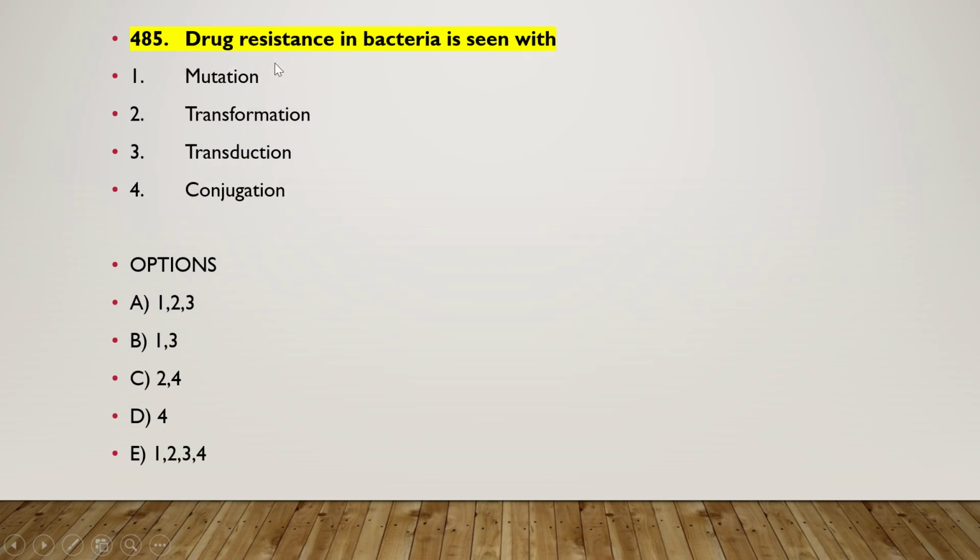So next one is, drug resistance in bacteria is seen with mutation, transformation, transduction, conjugation. So right one is option E. So all are correct regarding drug resistance in bacteria.